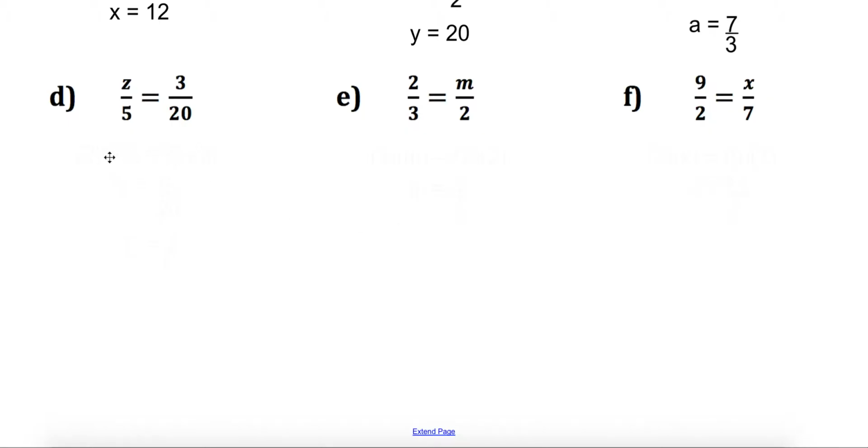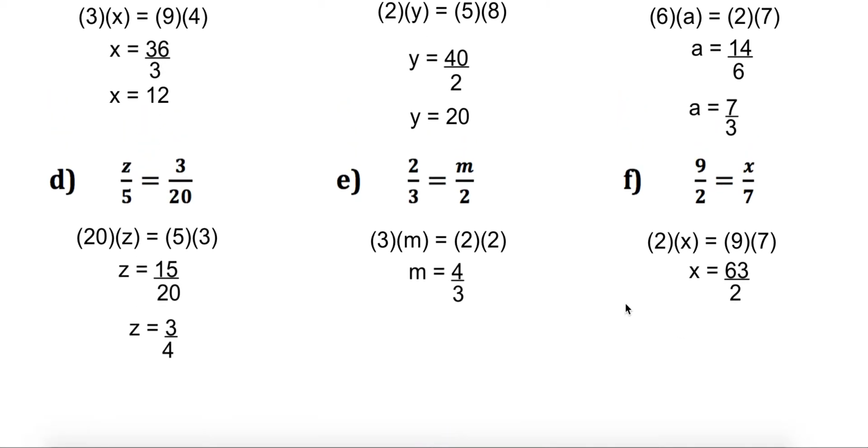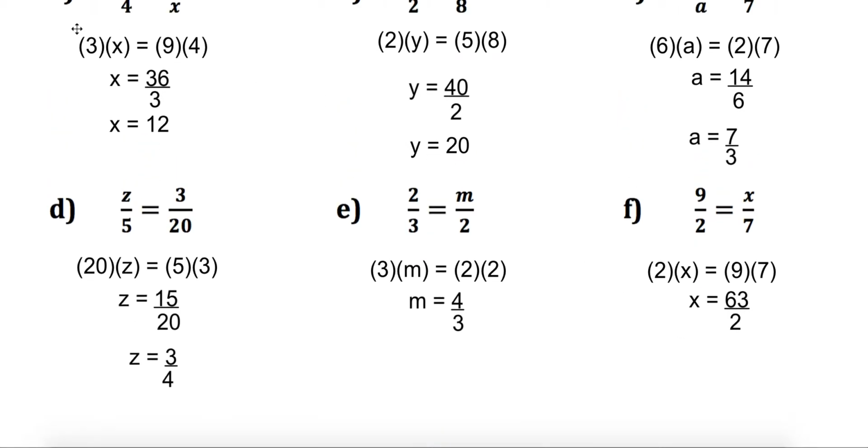Looking at the next value, we've got 20z equals 5 times 3. That's going to be 15 over 20, or 3 over 4. Then we get 3m equals 2 times 2. M is going to be 4 divided by 3. And then finally, 2 times x equals 9 times 7. We get 63 over 2. Again, these last ones didn't reduce, but that's okay.